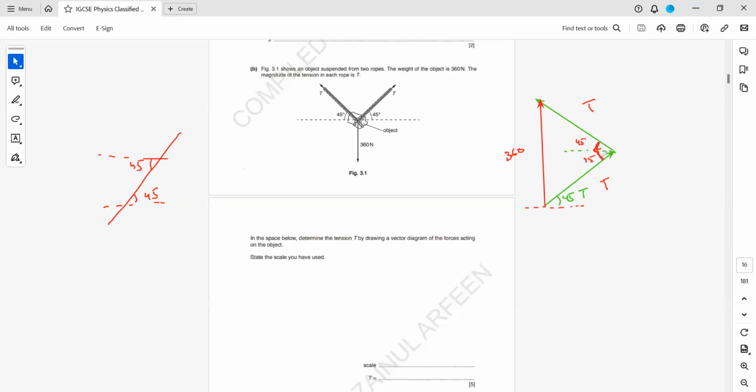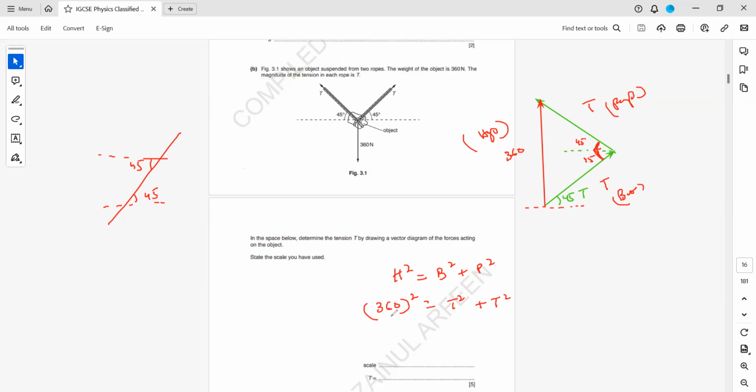So with reference to this 90, we can use the Pythagoras theorem. For example, we call this the base, this the perpendicular, and this one the hypotenuse. So hypotenuse square is equal to base square plus perpendicular square. Hypotenuse square is 360 square, base is T square, perpendicular is also T, so T square.